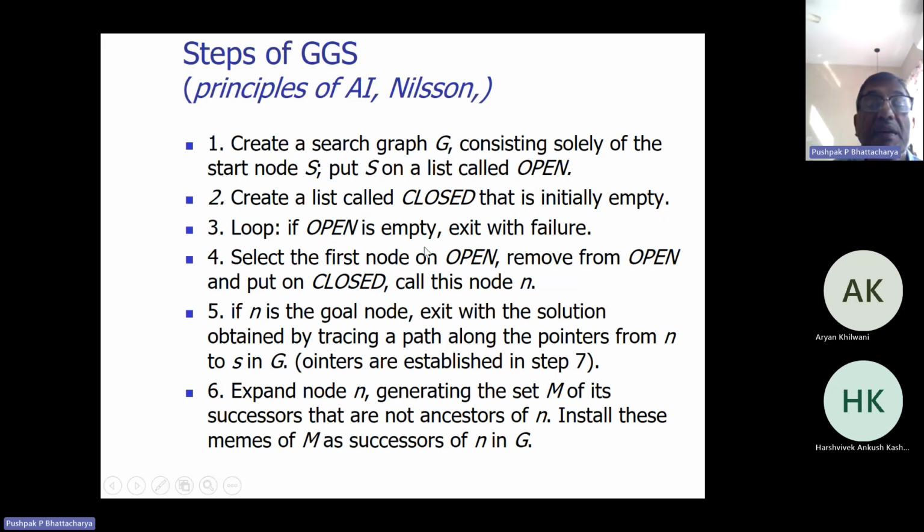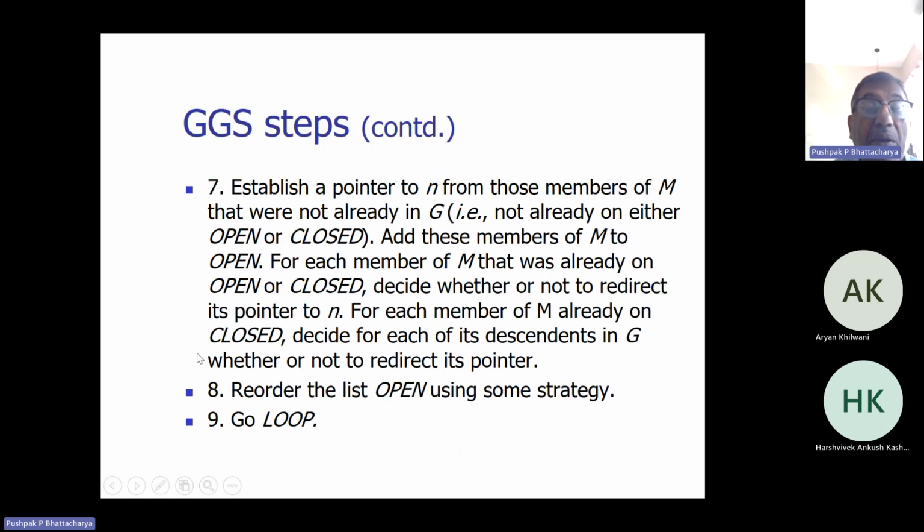If we go to loop, what do we see? If open is empty, exit with failure, select the first node in open. That means that amongst the nodes in the open list, you have already decided which one to expand. And that is the first node in the open list. And how does it become the first node? Because we'll have to reorder the open list. So reordering the open list means you have to have a scoring function for each of these nodes. And the value of that function will be used to sort the nodes in the open list to give it an order. And then you'll pick the first node.